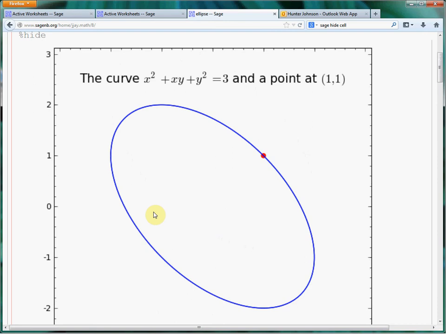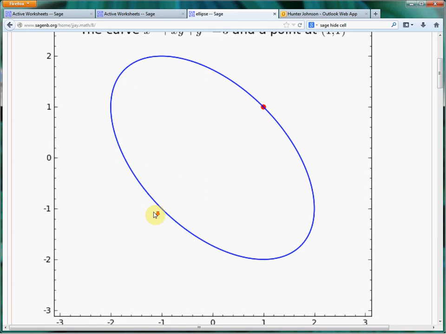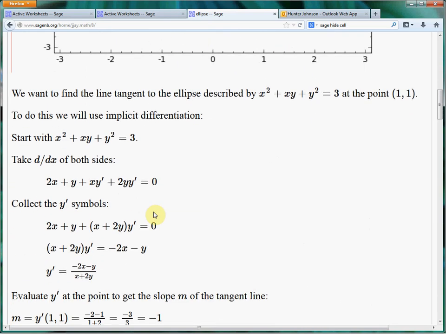So what we're going to do is use implicit differentiation to find the equation for the line tangent to the ellipse at the red point. If you can read this text, the first line just shows the equation again, and here you can see the thing that we want to find y prime for. So the first thing you do is take the derivative with respect to x of both sides. Let's just see what happens here piece by piece.